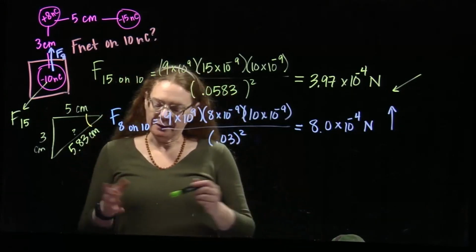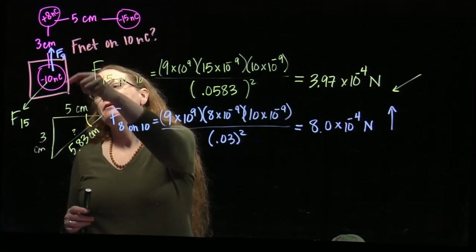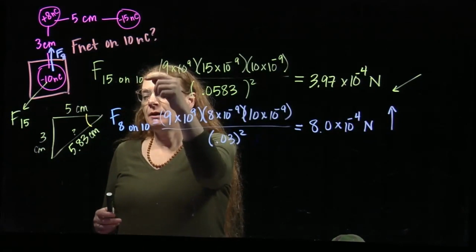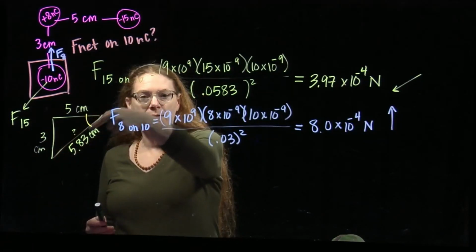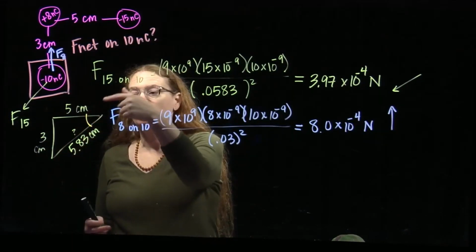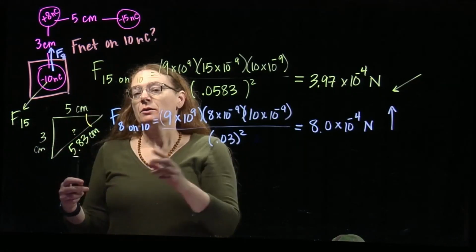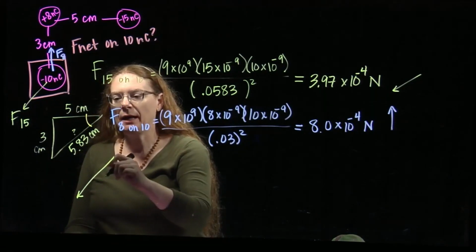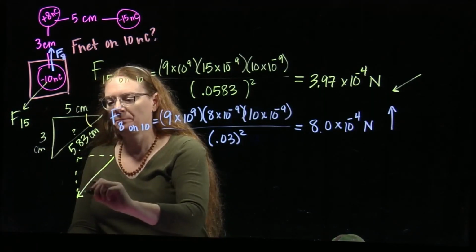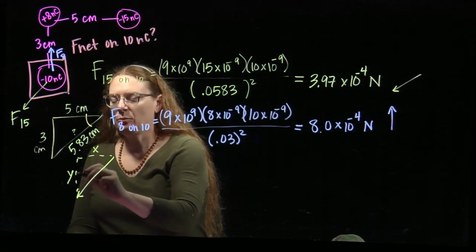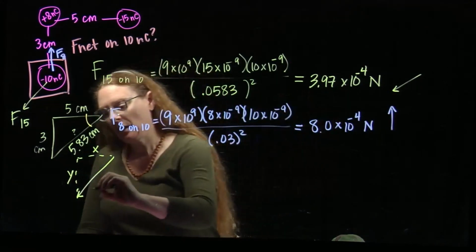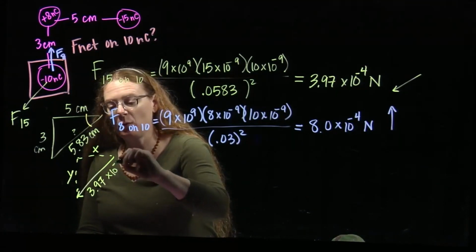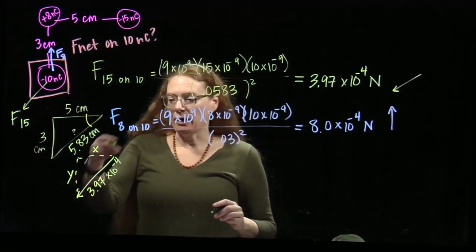But the cool thing is, we know that the direction of this force of the 15 acting on the 10 is exactly in the same direction as this hypotenuse of the distance triangle. So we have similar triangles here. I can say that my x component and my y component of my force, so the hypotenuse, the entire force, is 3.97 times 10 to the minus 4, and I want to know my x and my y components.